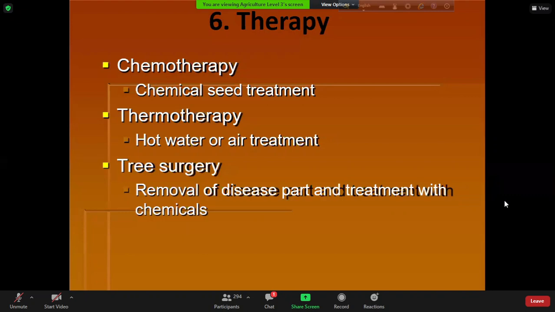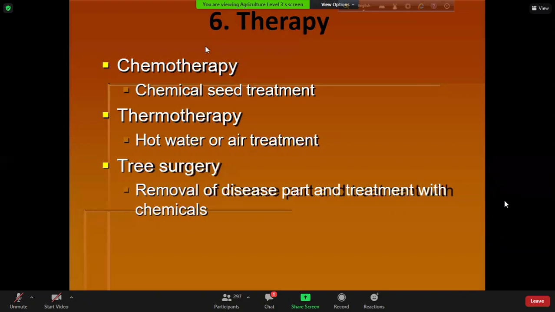So these are the principles of plant disease management. I have discussed the principles: avoidance of the pathogen, exclusion of the pathogen, eradication of the pathogen, protection of the plant, then host resistance and therapy. So these are the 6 principles of plant disease management. Okay. So this is all about the principles.